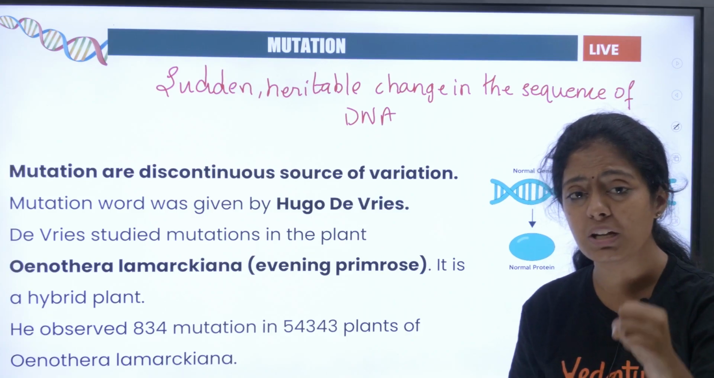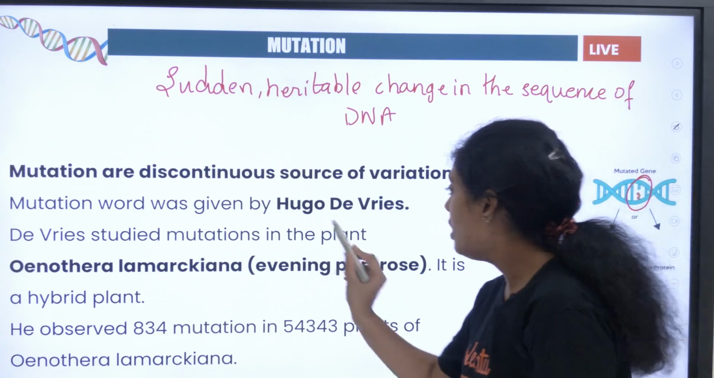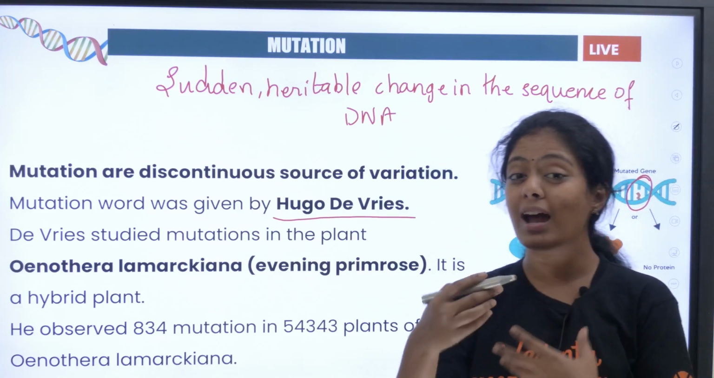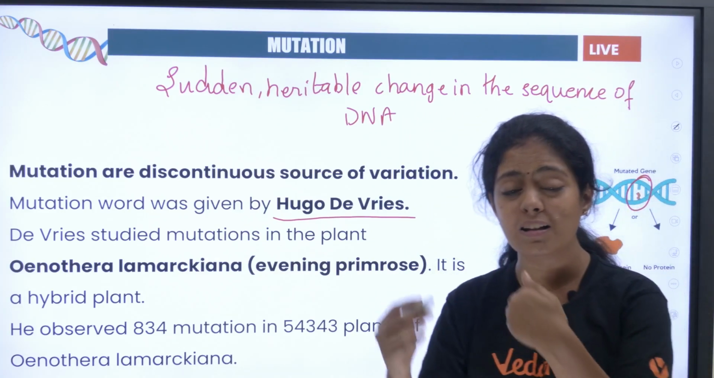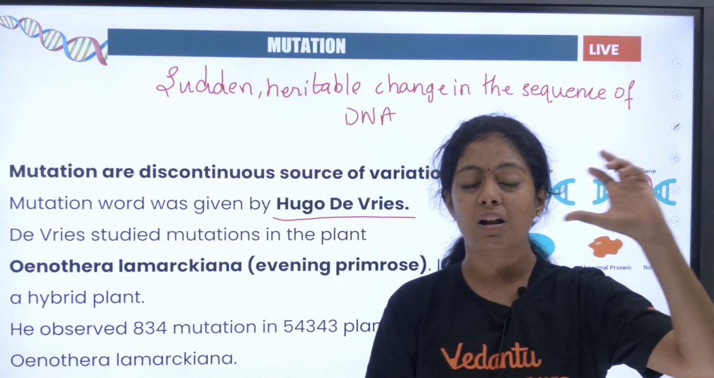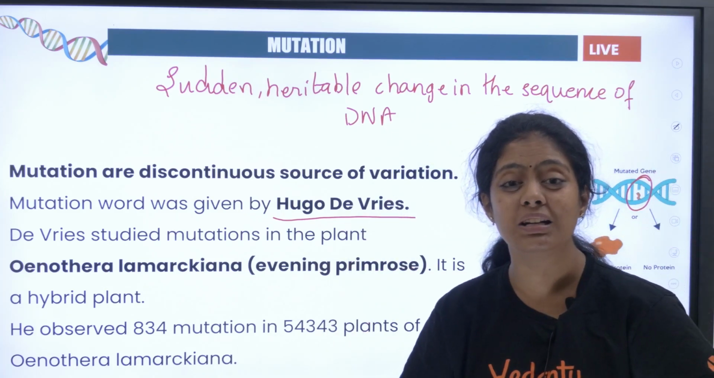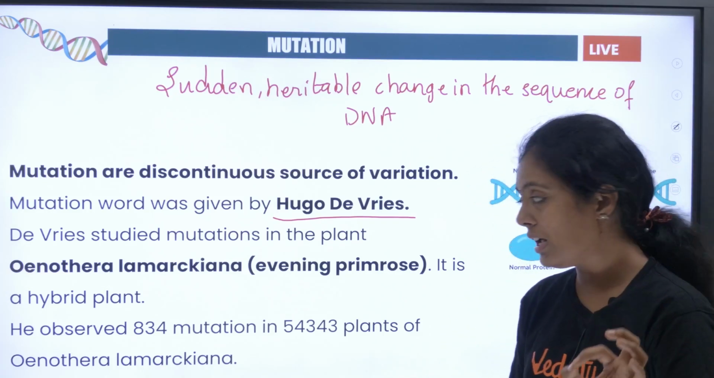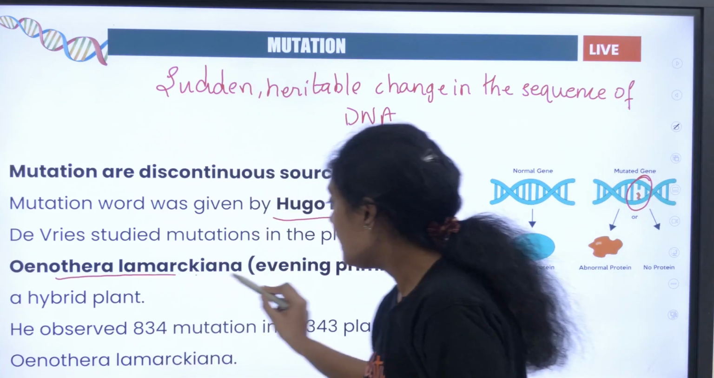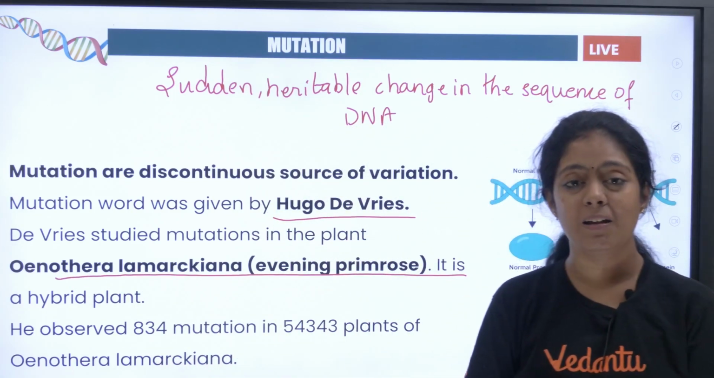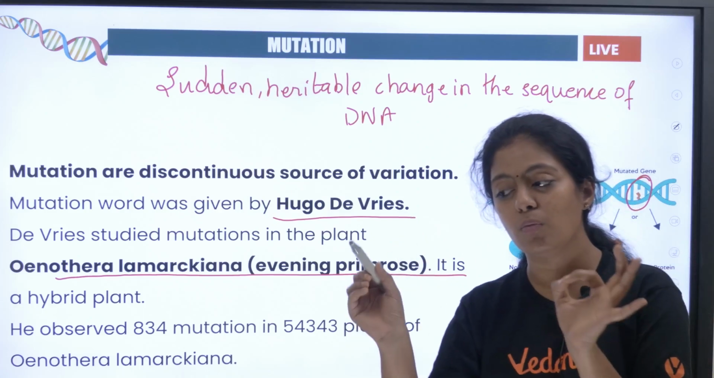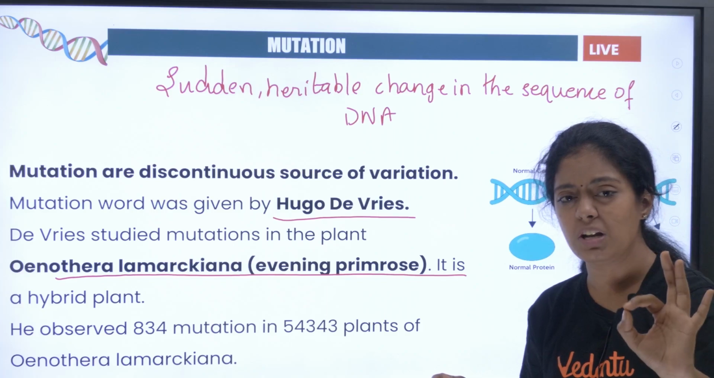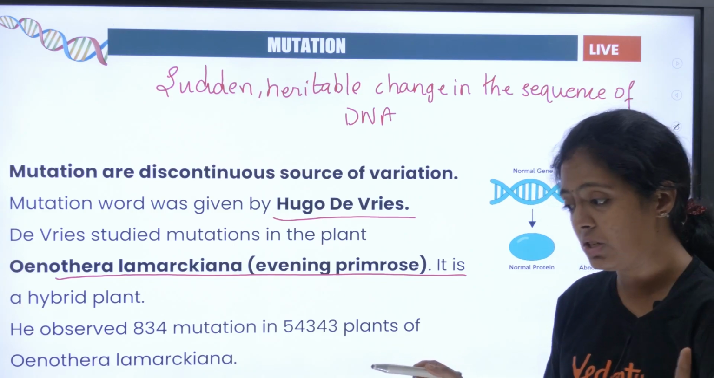Okay, and this mutation was studied by a person called Hugo de Vries. He was the father of mutation, and there was also T.H. Morgan, Thomas Hunt Morgan. So along with linkage, he also studied mutation. Hugo de Vries studied mutations in a special plant called Oenothera lamarckiana. We call it evening primrose. He observed 834 mutations. How many mutations? He saw 834 mutations.